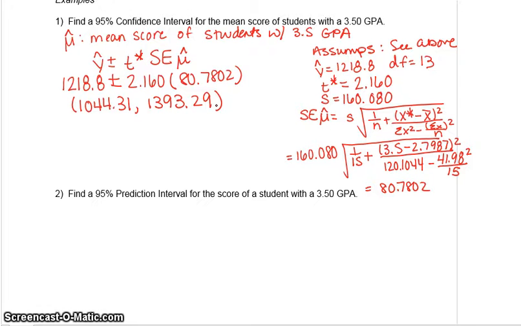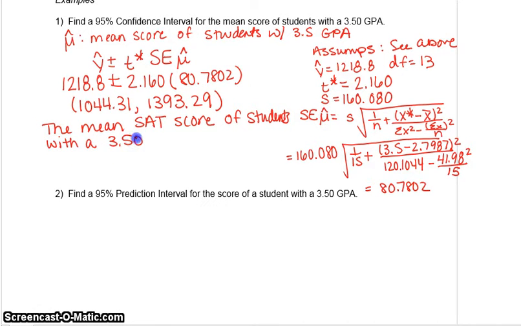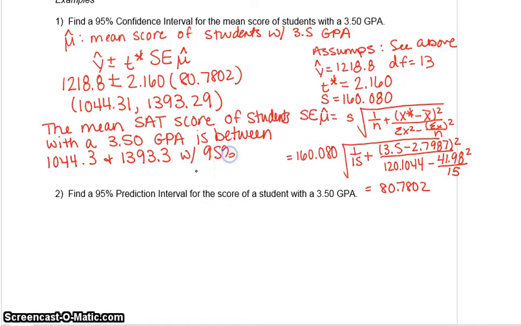So then to interpret this, we would say that the mean SAT score of students with a 3.5 GPA is between 1,044.3 and 1,393.3 with 95% confidence.